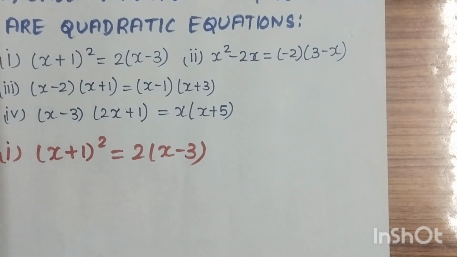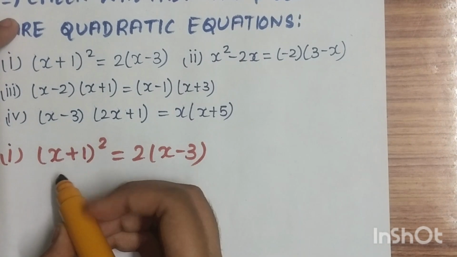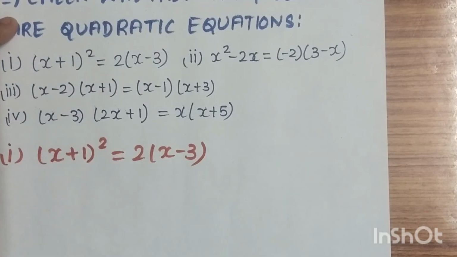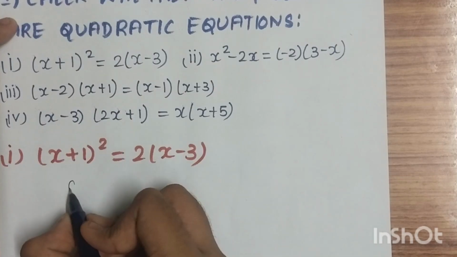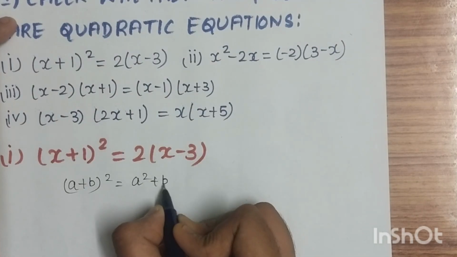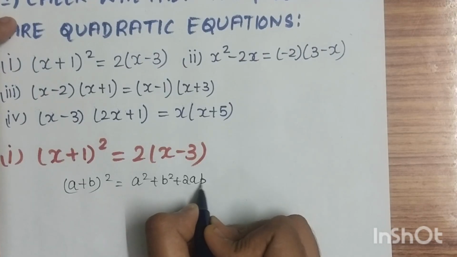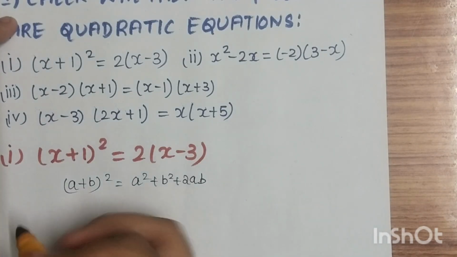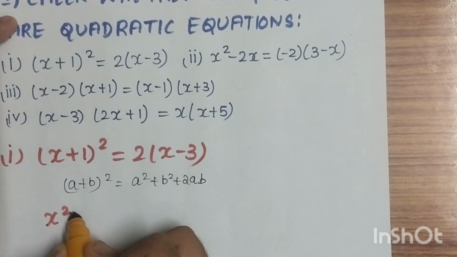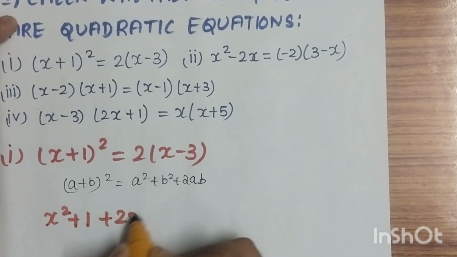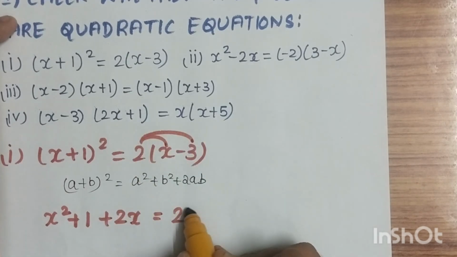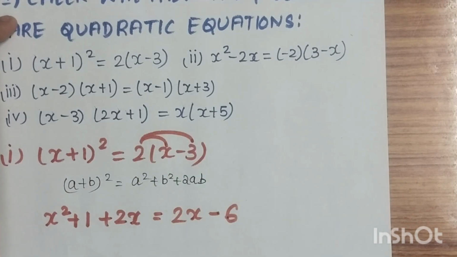So first one, I can solve this (x plus 1) the whole square through the formula: (a plus b) the whole square is equal to a square plus b square plus 2ab. Using this formula I can write x square plus 1 plus 2x. Now I'm going to multiply this inside, so 2x minus 6.